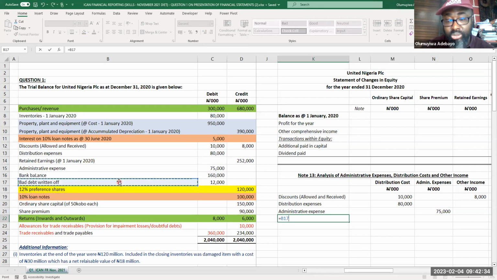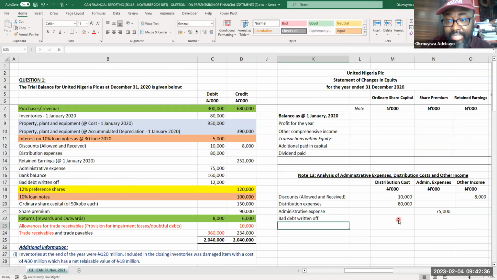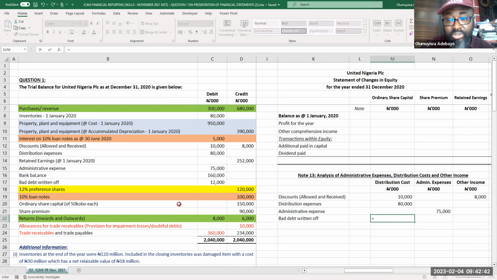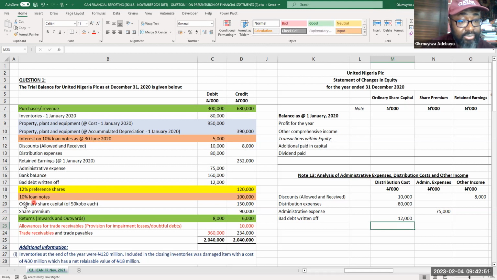But again, I've told you, some might also treat it under admin, but you have to be consistent with what you do. But mostly in exam, you treat it as distribution, or depending on what the examiner gives you as a guide. Okay. Now, return inwards and return outwards, we'll deal with that in purchase and sales.